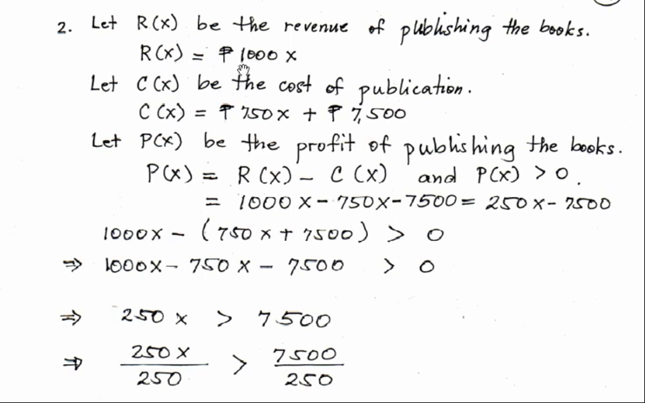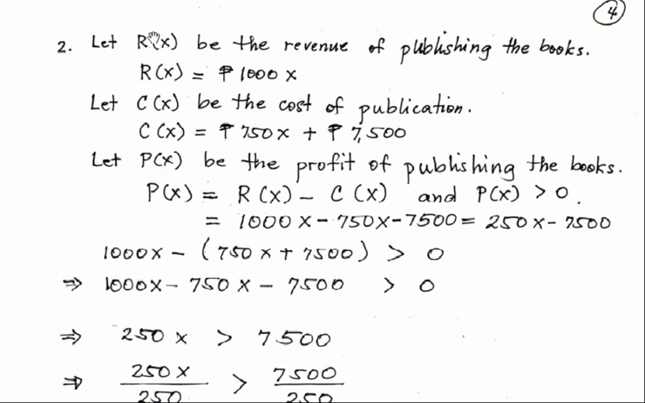R of x equals 1,000 times x. What is x? Oh, I forgot to define it here. Let x equal the number of books to be produced. So we have R of x equal to 1,000 times x. That's the revenue.